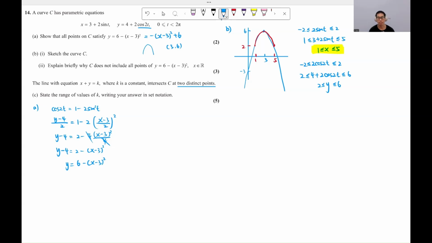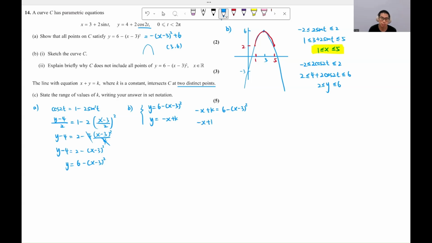So if it's about the number of intersection points, it's all about the discriminant. So we need to use the discriminant to solve that. So I will write the equation first. So y equal to 6 minus (x minus 3) squared. And then for the other one, I will make y the subject. So y equal to negative x plus k. And then set up the equation: negative x plus k is equal to 6 minus (x minus 3) squared.